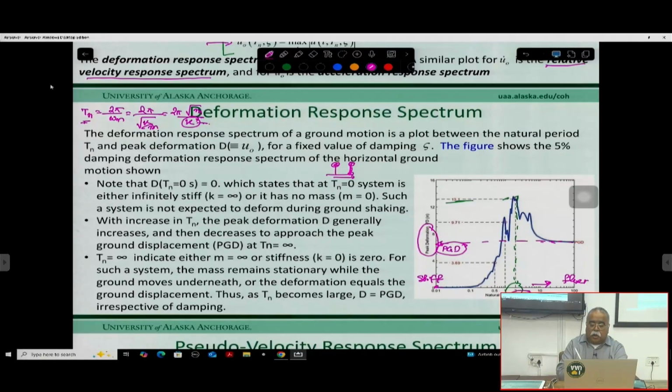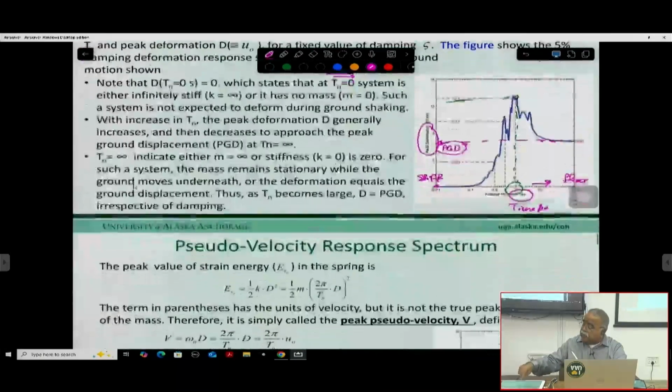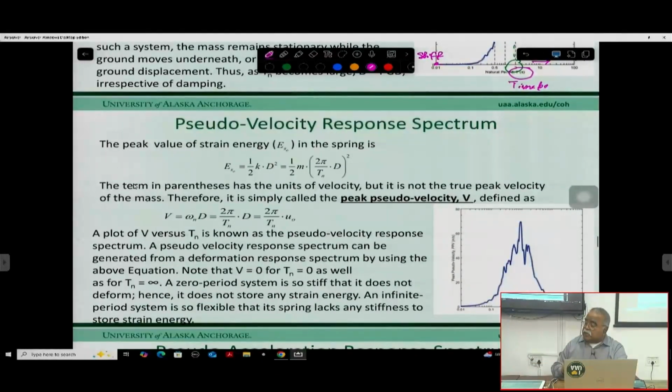Okay, so let's see the pseudo velocity response. This peak value of the strain energy, how much strain energy is produced, we call it ES0. ES0 means it's the elastic strain energy at the peak value. So 0 indicates the peak value. So it is half k into D square.